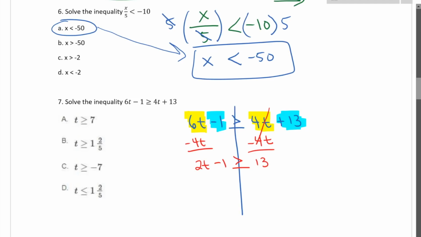Okay. So far, the t isn't by itself, so let's get the 1 over. Notice how the 1 is a negative, so the inverse is a positive. Cross out those ones, drop down my 2t greater than or equal to 13 plus 1 is 14. Last step to do, divide by 2. Why did I divide? Well, I noticed there's a number and a variable next to each other. The inverse is division. t is greater than or equal to 7. Is that an answer? Yes, it's A.